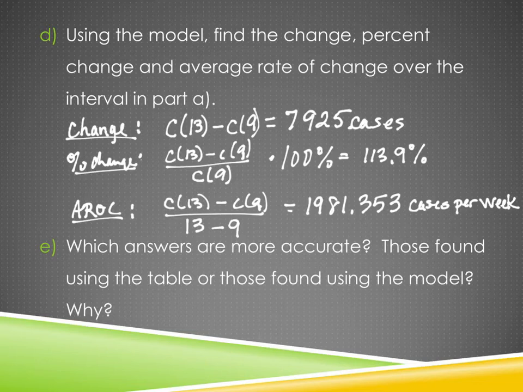So which answers are more accurate? Those found using the table or those found using the model? And why? The model. So why do you think it's the model? Because it uses more of the table. We just used 9 to 13, right? And then on the model, we had all of them to go through. Okay. We got more data. So that's true, but once we used our calculator and calculated it with specifically the 9 and the 13, it sort of would have eliminated that benefit. So that won't be the reason why.